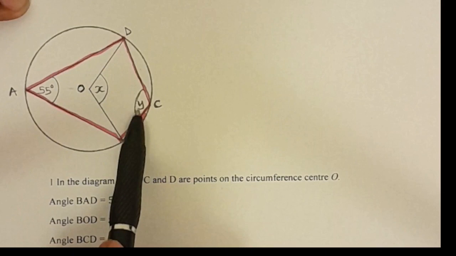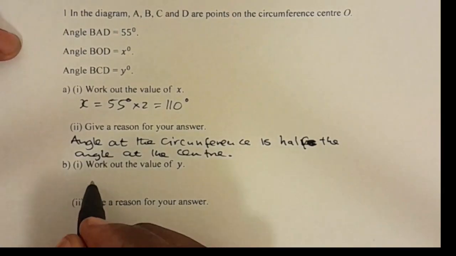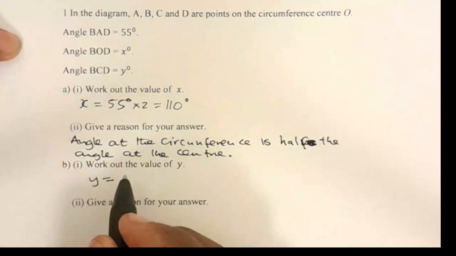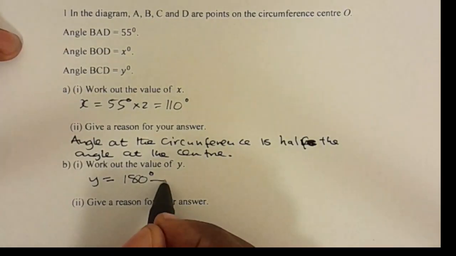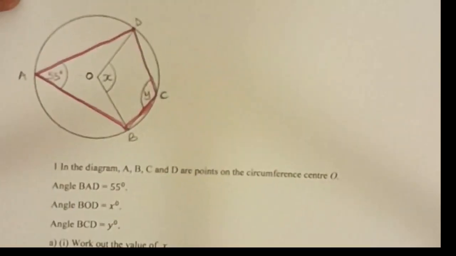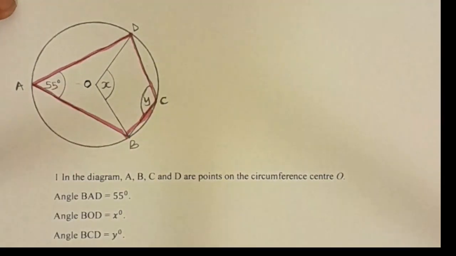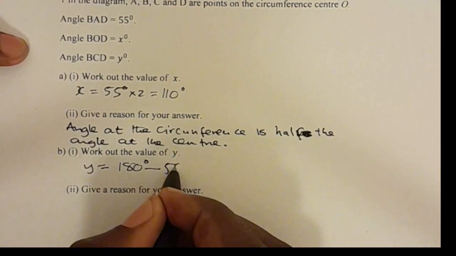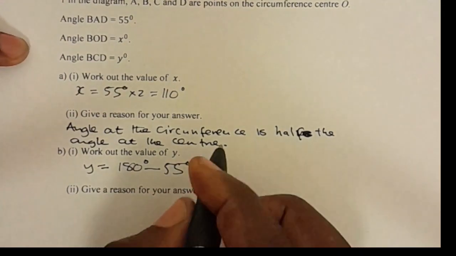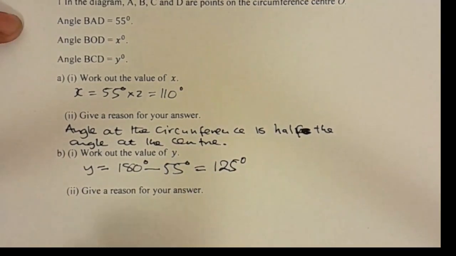So for us to find y, we are going to subtract 55 from 180. So here we are saying y is equal to 180 degrees minus the angle that is opposite to this angle, which is 55. So minus 55 degrees, and this gives 125 degrees. Give a reason for your answer.